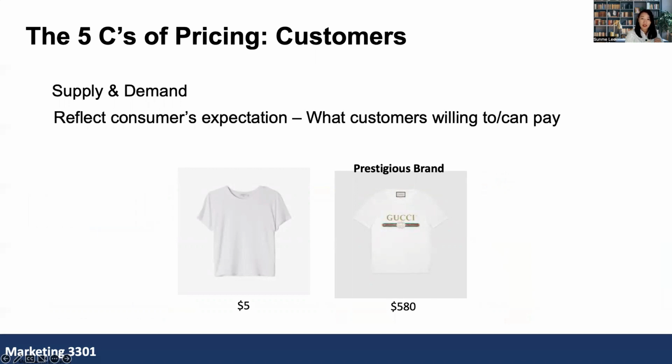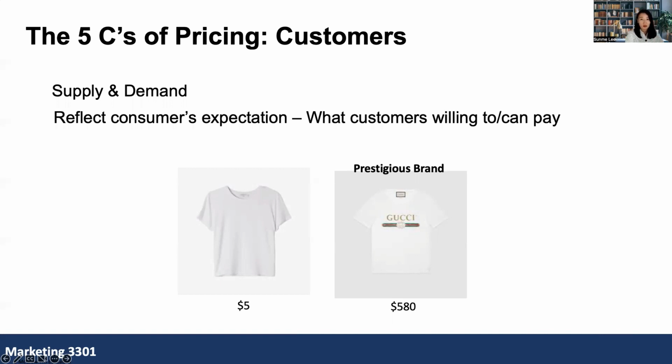Let's talk about the customer side. The price is decided between supply and demand. The demand side is the customer. As I mentioned, if it's high demand and lack of supply, then usually it goes to a high price. And if there's abundant supply and not many people want that product, then the price goes down. Another important point is that it reflects the customer's expectation, what the customer is willing to pay.